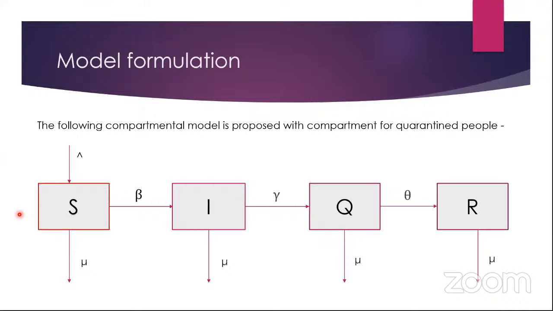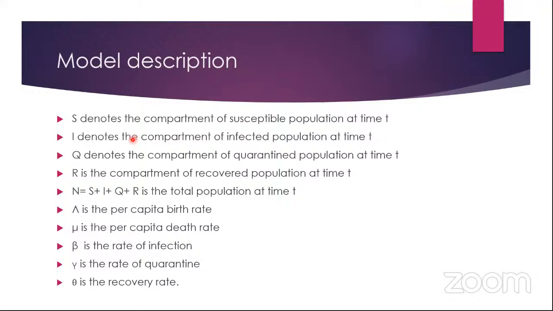So here is the model formulation. The compartmental model is proposed as shown in the schematic diagram here. The various symbols mean: S is the compartment of the susceptible population at time t. I denotes the compartment of the infected population at time t. Q denotes the compartment of the quarantined population at time t. R is the compartment of the recovered population at time t. Capital N, which is the sum of S, I, Q, and R, is the total population at time t.